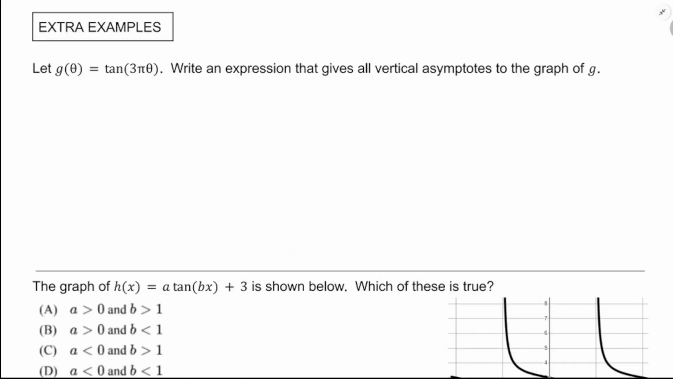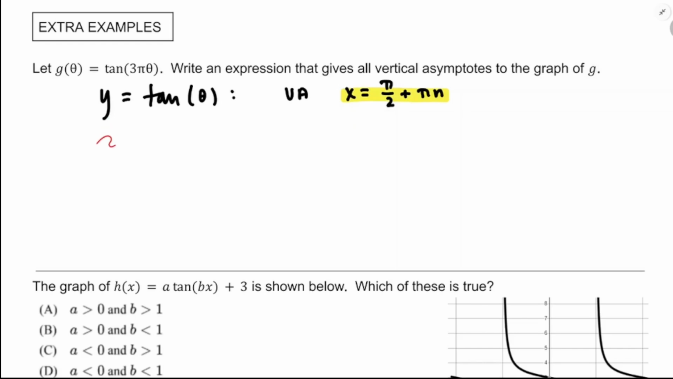All right, now let's do some of these extra examples. So let g of theta equal tangent of 3 pi theta. Write an expression that gives all vertical asymptotes of the graph of g. Well, the vertical asymptotes of the graph of y equals regular tangent theta are x equals pi over 2 plus pi times n. And that's something I'm just recommending that you know. Especially for this test right here. I don't know about in the long run, but definitely for the AP exam, you also probably need to know that.